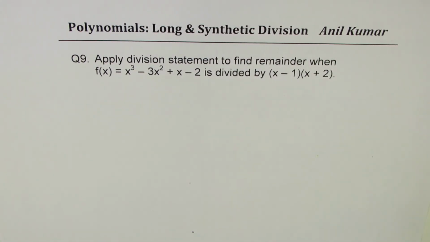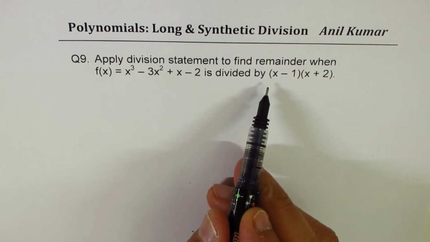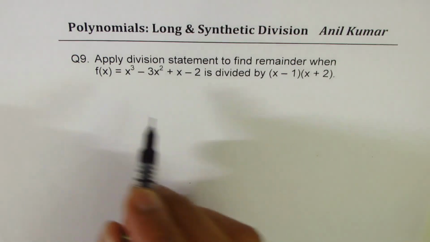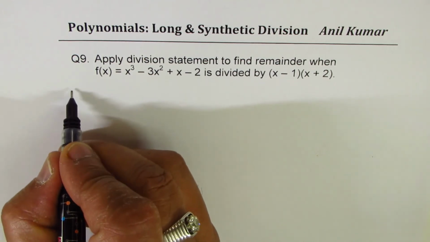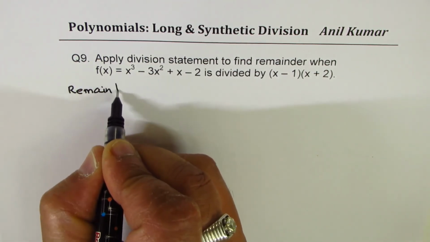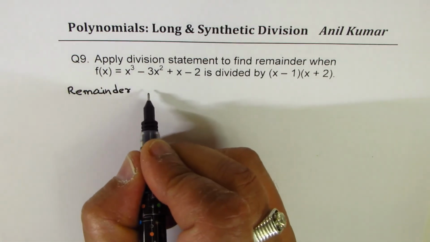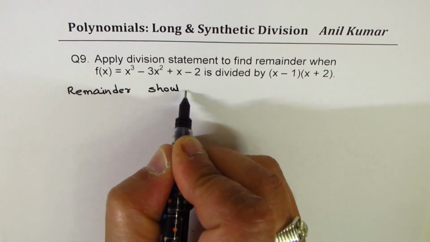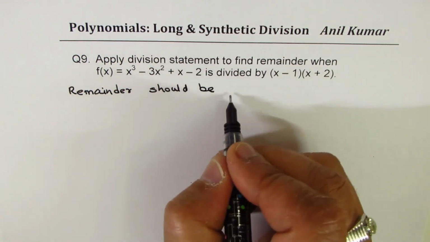Now let us try to understand how we can solve this question. Since the divisor is quadratic, we expect the remainder to be linear, right? So the remainder should be linear.